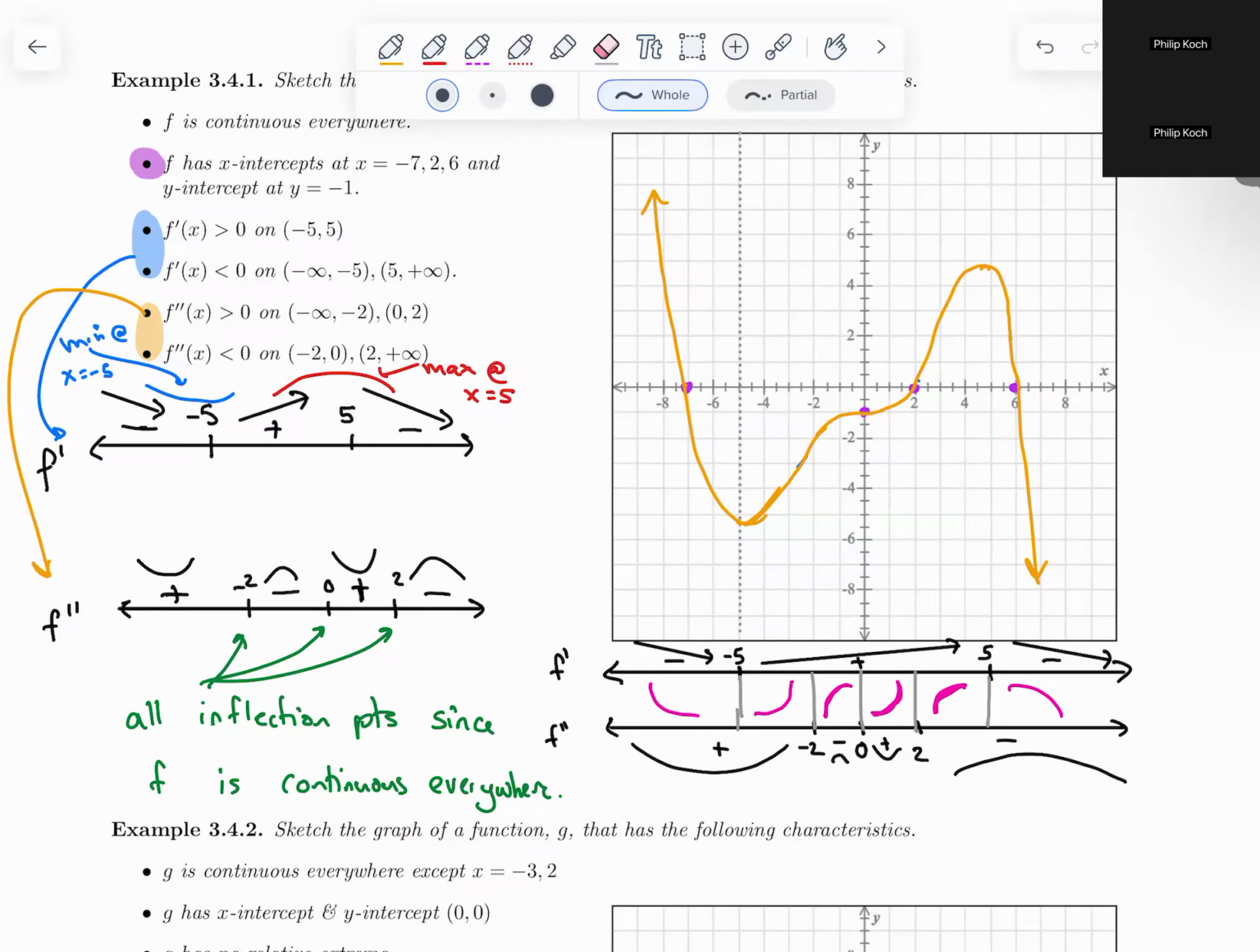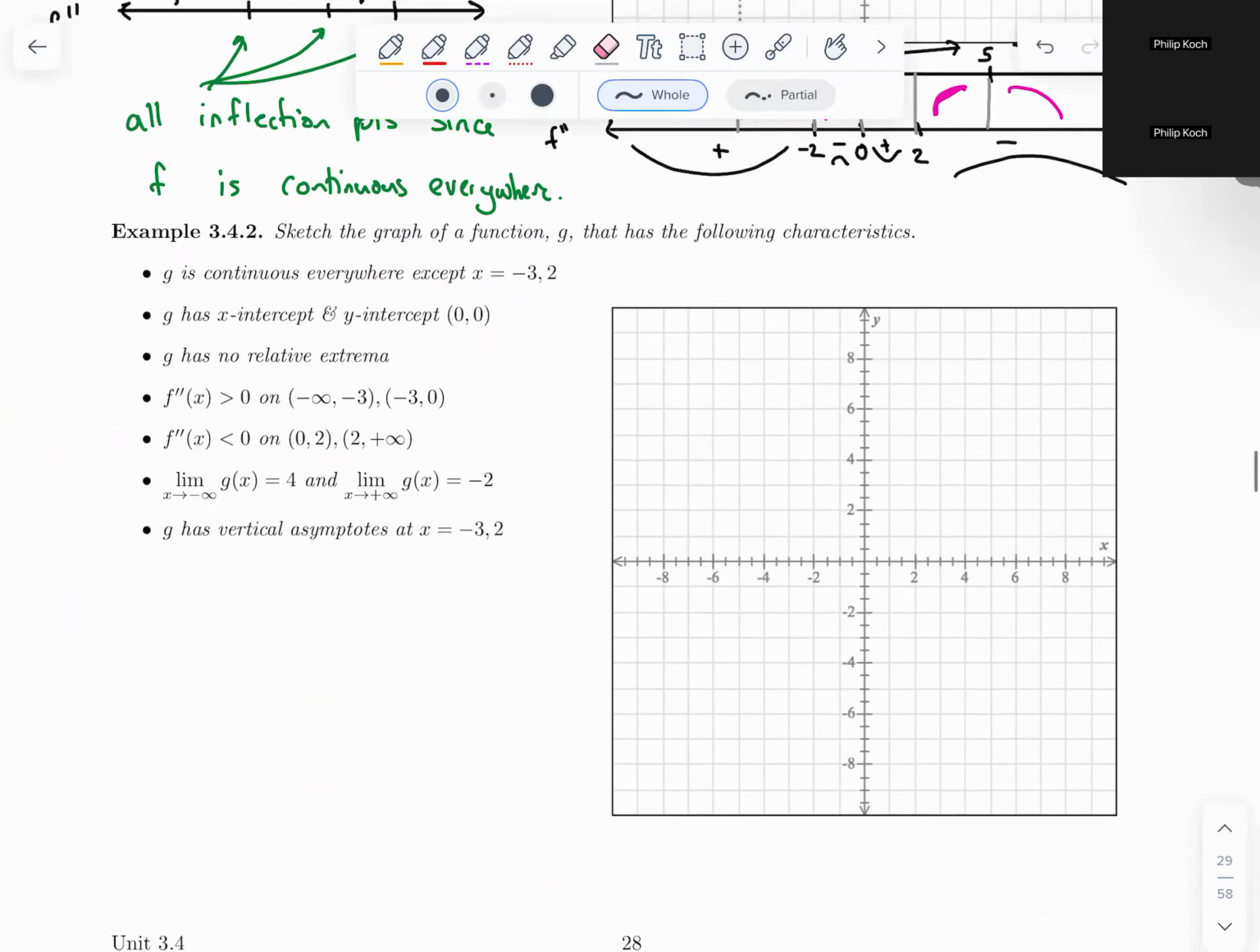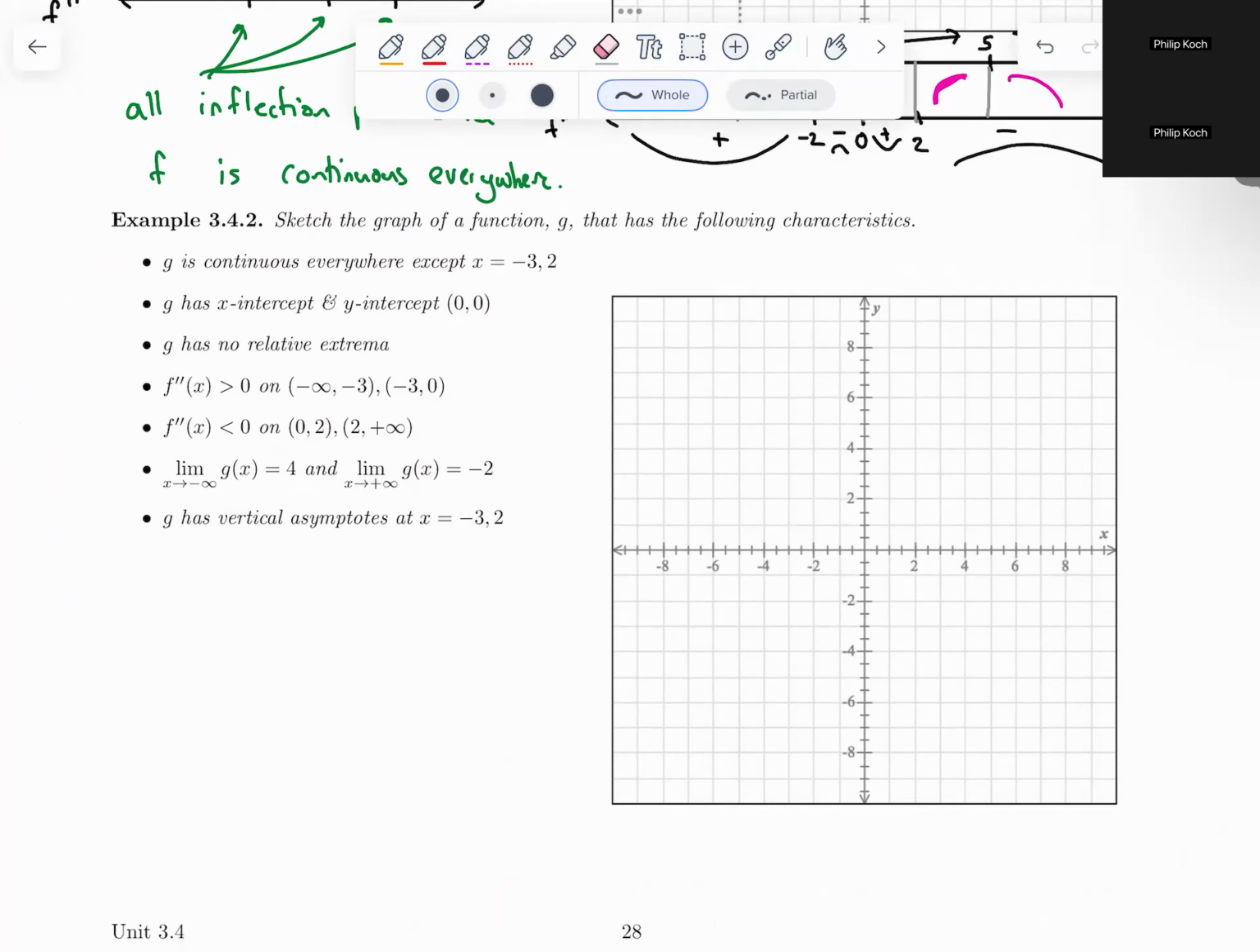Okay, so we've done a little bit of stretching. We're back to it. So this next one is a little bit different. Do you notice that it has nothing to do with the first derivative? It doesn't tell us anything about the first derivative, but it does tell us some pieces of information. It says that g is continuous everywhere except for -3 and 2. That means that as long as we keep those things in mind, everything else is well defined.